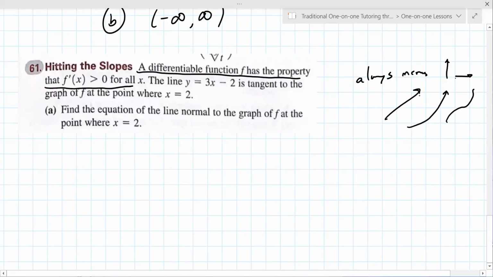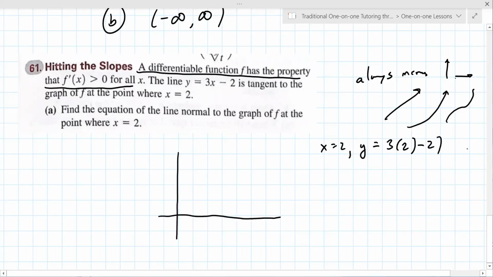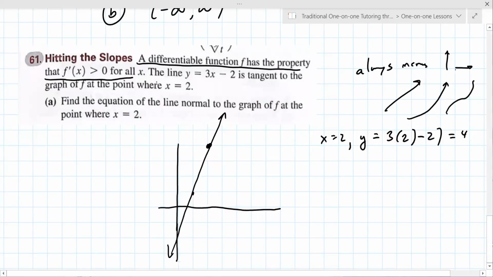The line y equals 3x minus 2 is tangent to the graph of f at the point where x equals 2. We have no idea what this graph looks like, but when x equals 2, y equals 3 times 2 minus 2, which is 4. So at (2, 4) we know it has a tangent line that looks like that. We don't know whether the graph looks like that or that, but it doesn't really matter. That's what this is telling you.